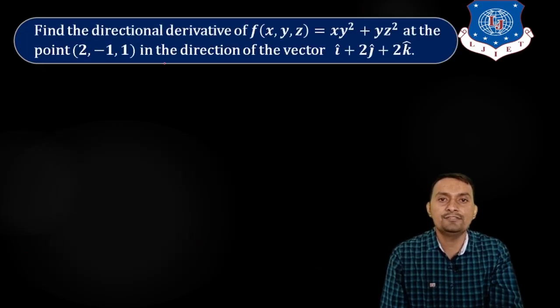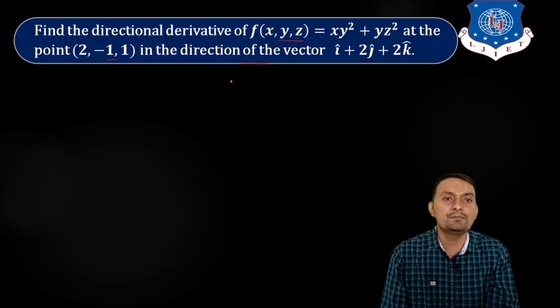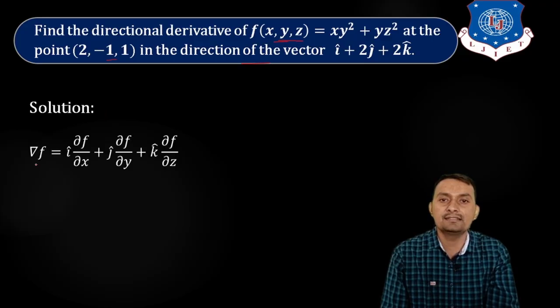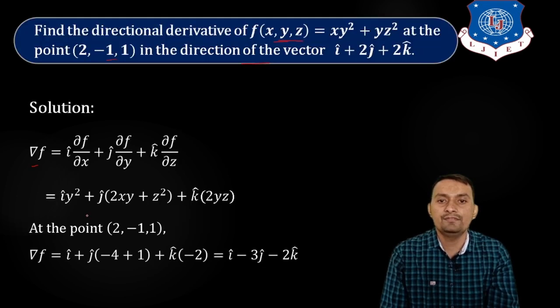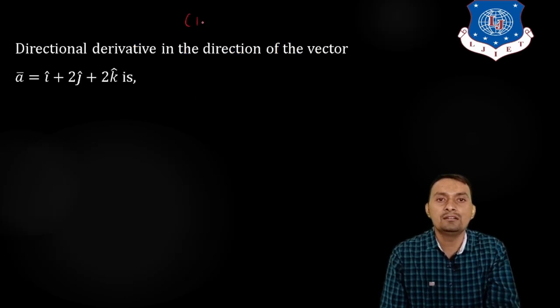So let us consider the first question. Find the directional derivative of this function at this point in the direction of the vector i plus 2j plus 2k. So f is given, which means we can determine its grad f. And after that, at this point, we can determine its gradient at 1, minus 3, minus 2. This is grad f at the particular point.